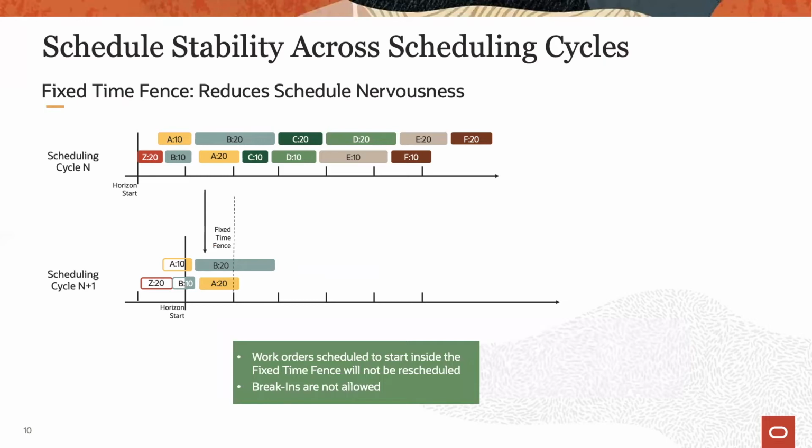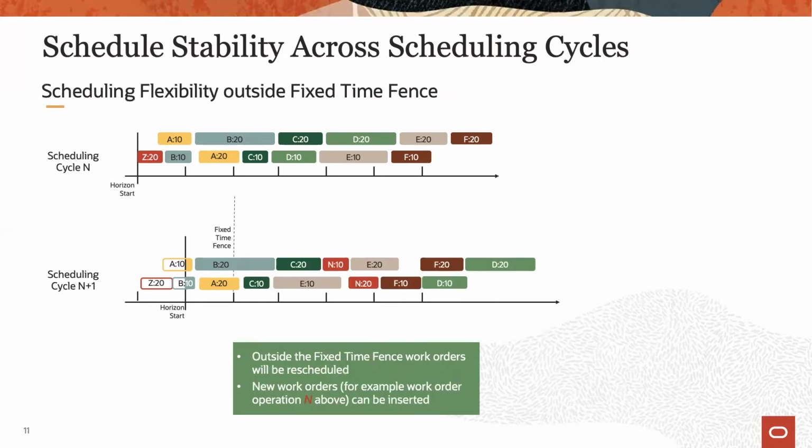The work orders that are scheduled to start inside the fixed time fence will be placed as they were scheduled previously. And this contributes to increased schedule stability in this earlier portion of the horizon. Outside the fixed time fence, though, the schedule is recalculated. New work orders are inserted and operations are resequenced and may be offloaded to an alternate resource as beneficial.